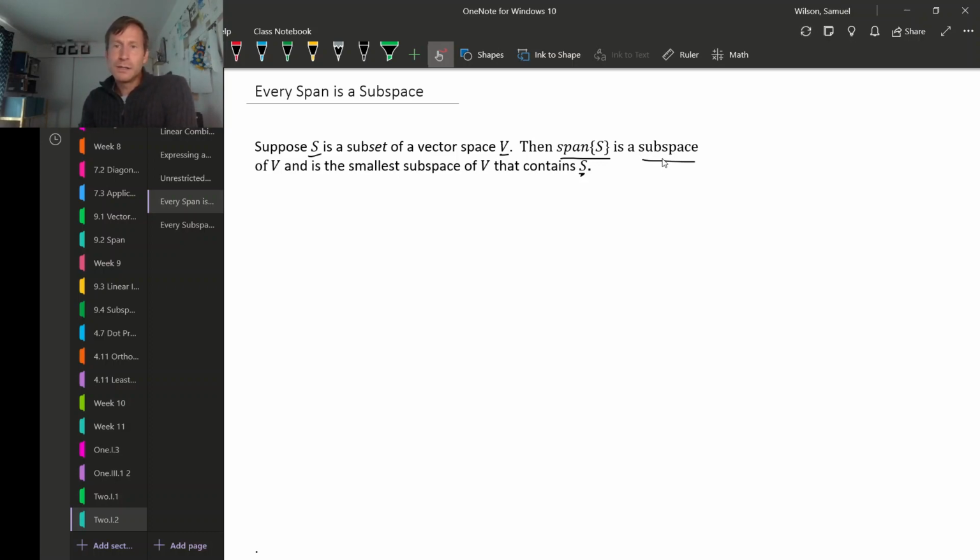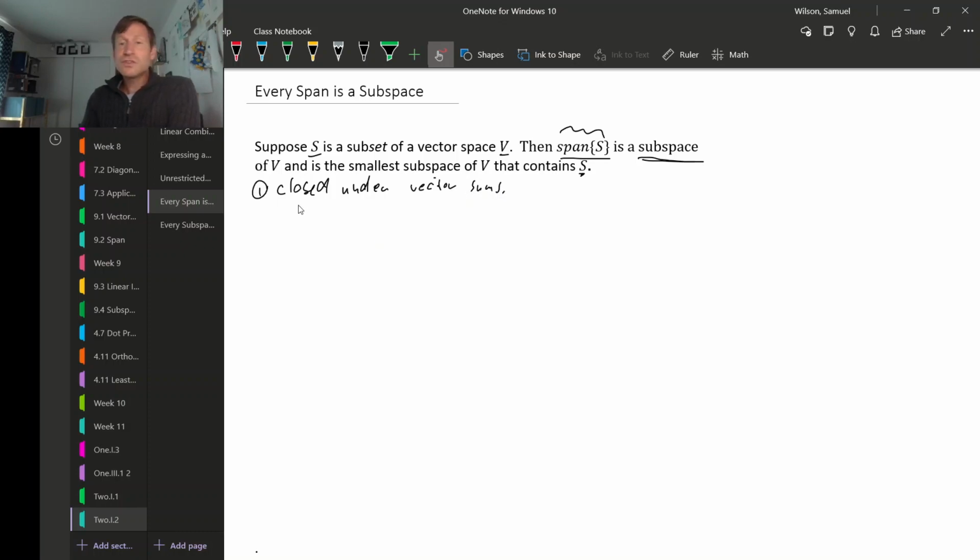So the span is a set of vectors. We want to show, first of all, that it is a subspace of V. Remember, to show that it's a subspace, we only have to show two things. We have to show that the span is closed under vector sums and scalar multiples. Okay, so first let's do vector sums, I guess. So closed under vector sums.